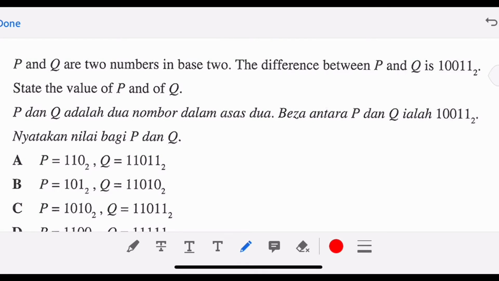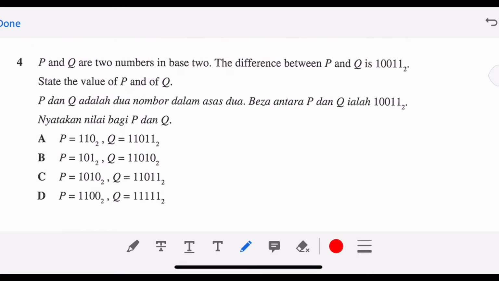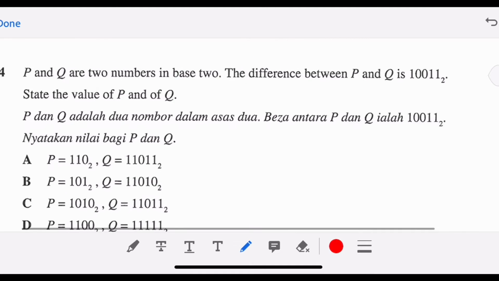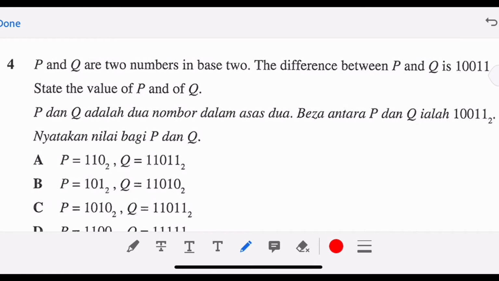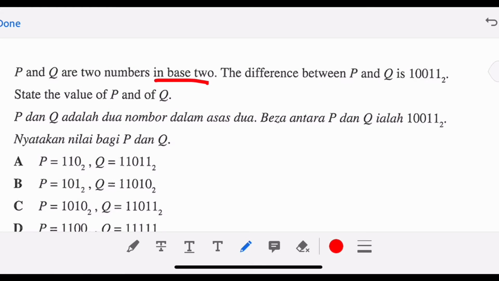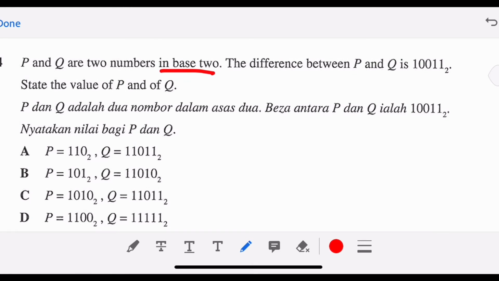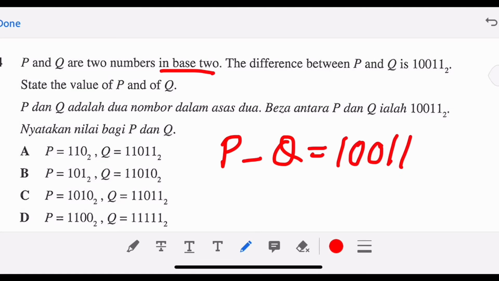Okay. Now we will discuss question number 4, which actually is number bases. So first of all, P and Q are two numbers in base 2. So the difference between P and Q is 10011 base 2. So the difference means minus. Okay, P minus Q equals 10011 base 2.